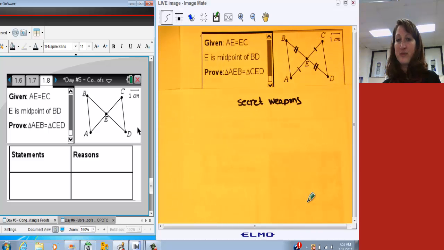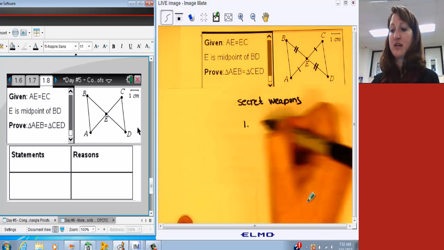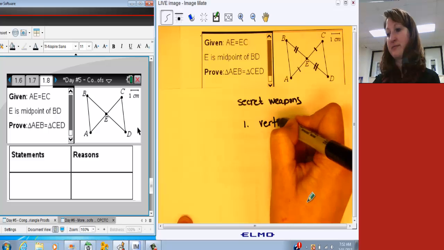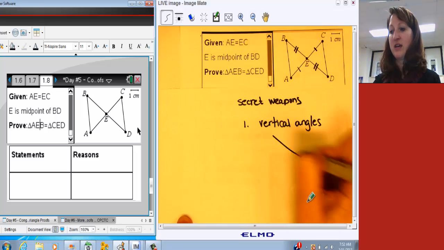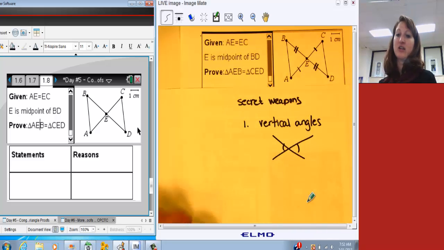when you run out of information in a proof and you still need to find something else to use, there are two things to look for. First is look for vertical angles. If you have lines that intersect and you have angles across from each other, those are equal. They don't have to tell you anything about them. If they are intersecting lines, the angles across will always be equal. So that is something that you can use when you run out of information.